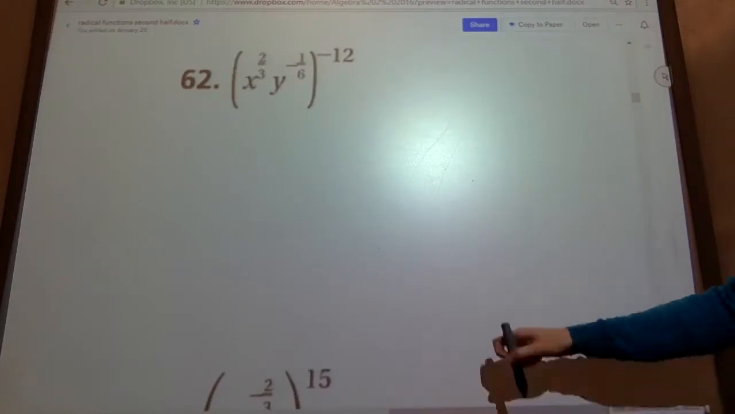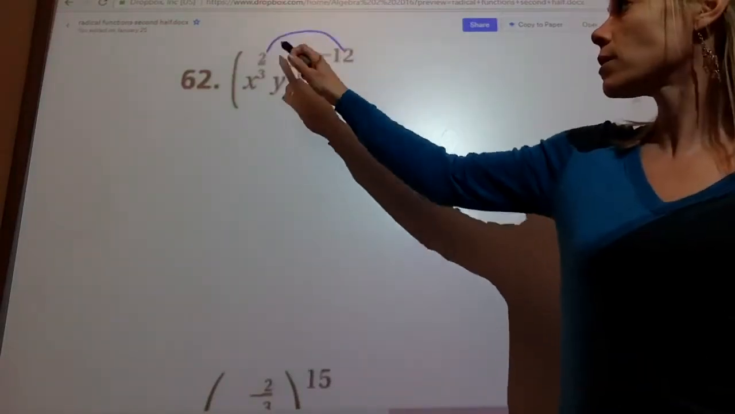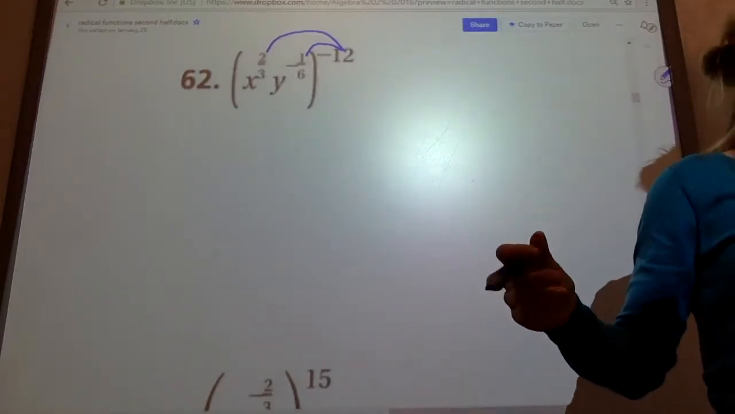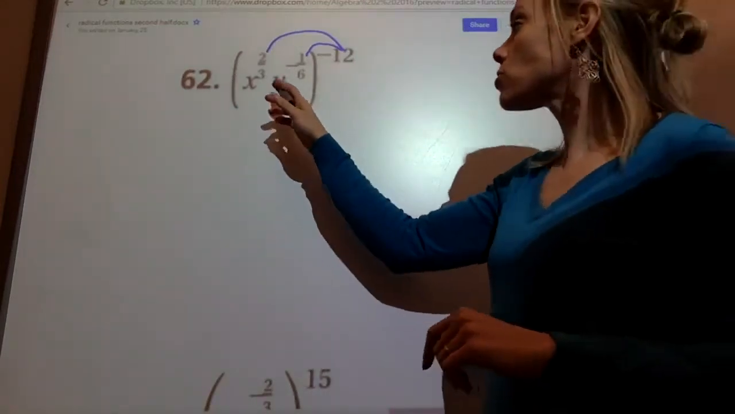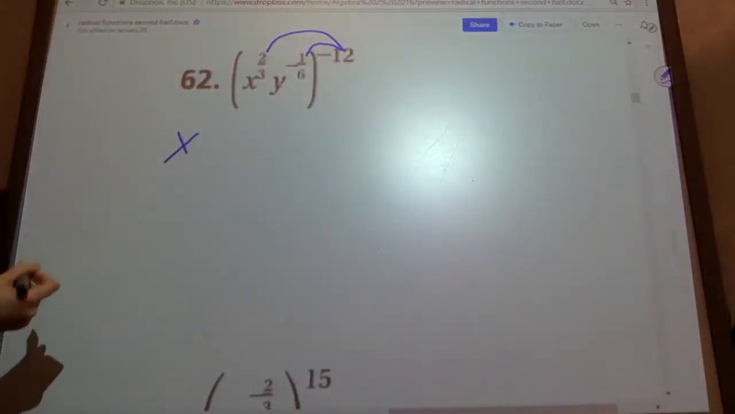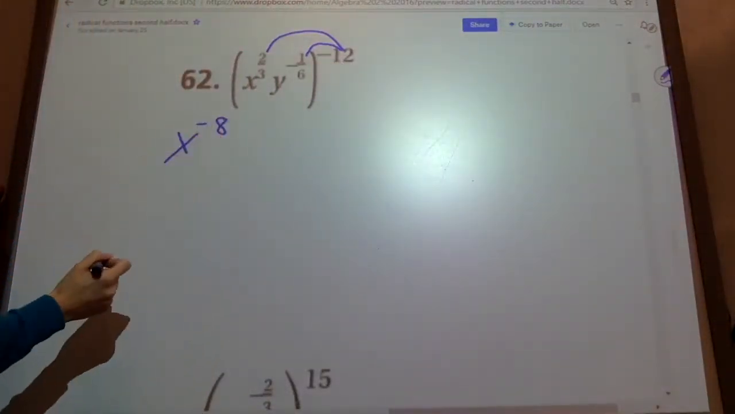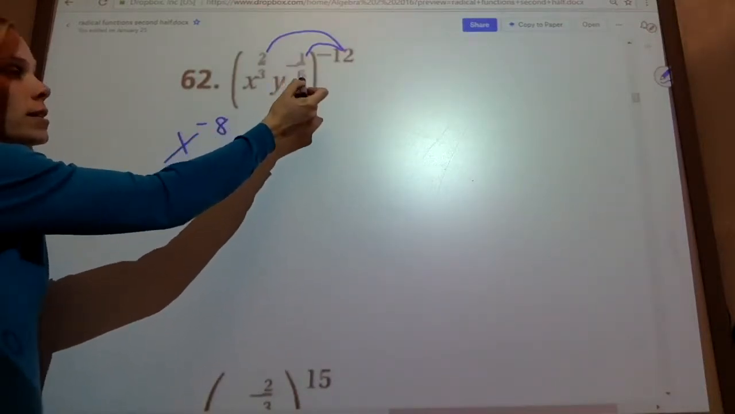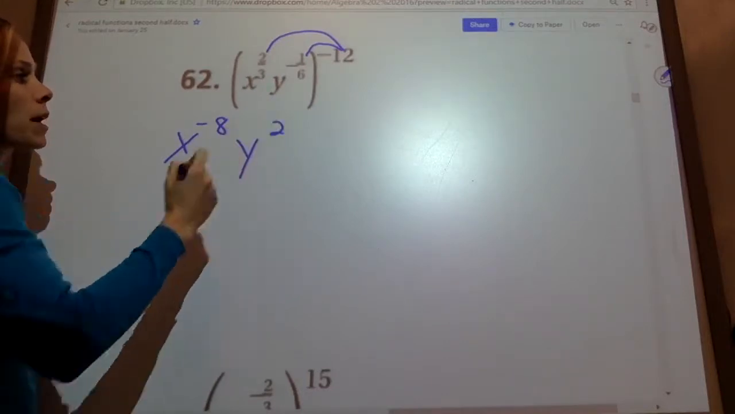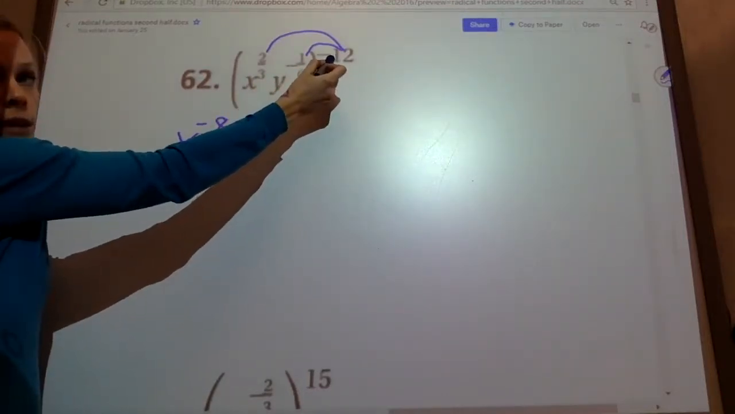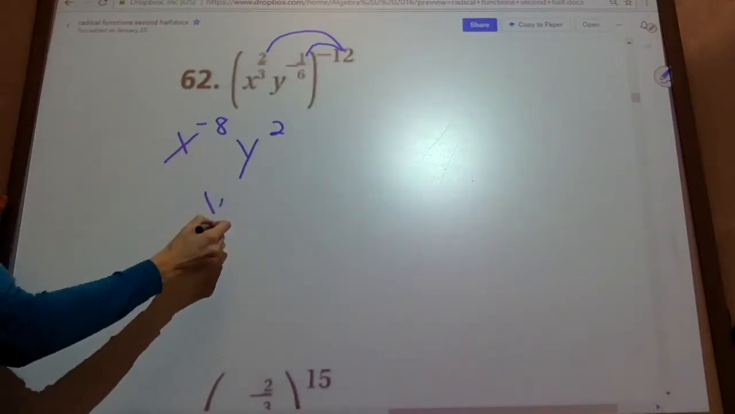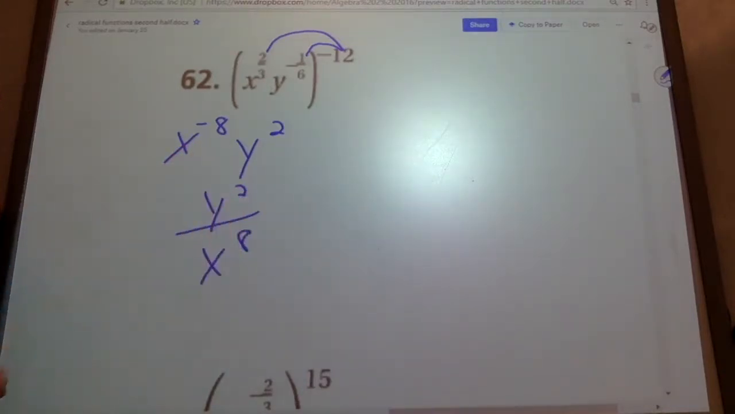So again, this one, -12 is going to go to both, right? So mental math, or use your calculator if you don't like fractions. What's 2/3 of -12? -8. What is -1/6 of -12? Multiply. Positive, because negative times negative is positive. Then I have to put that on the bottom, and I'm done.